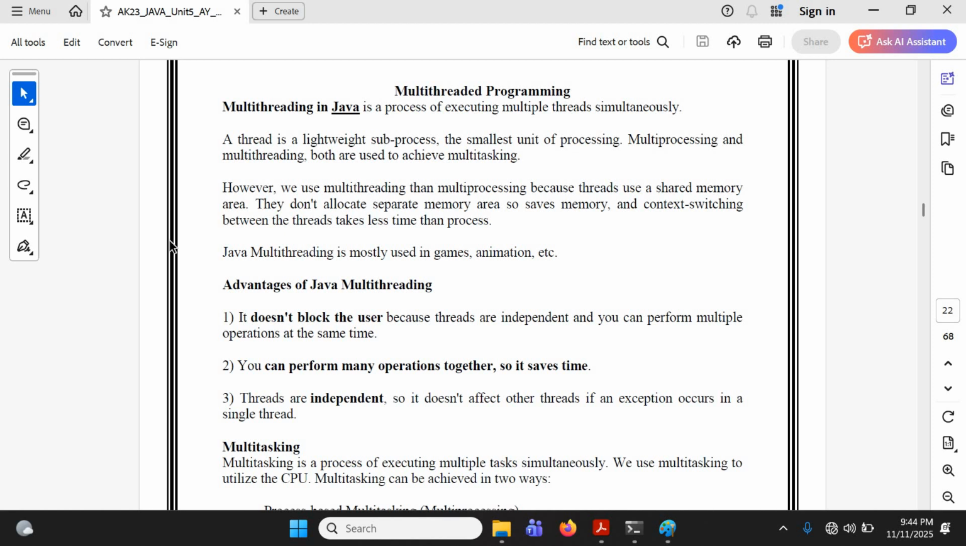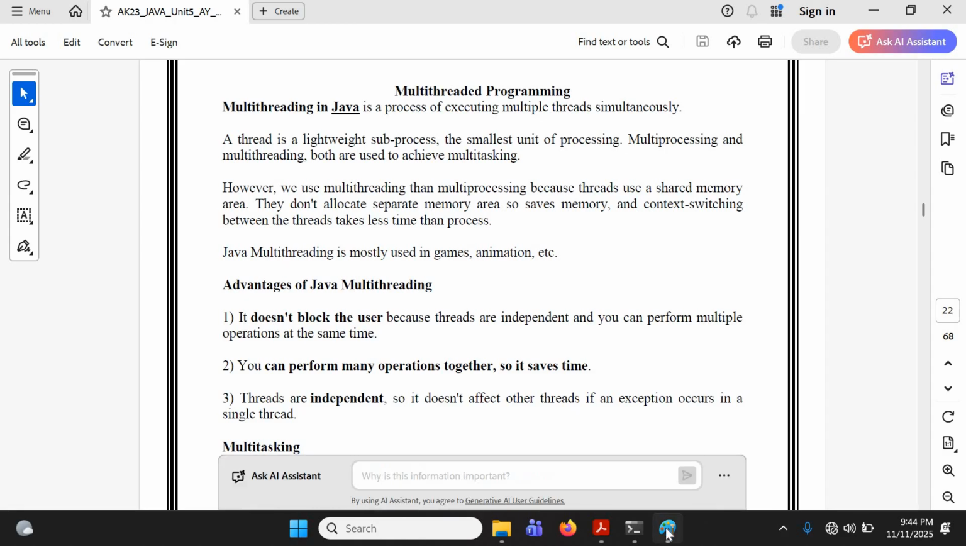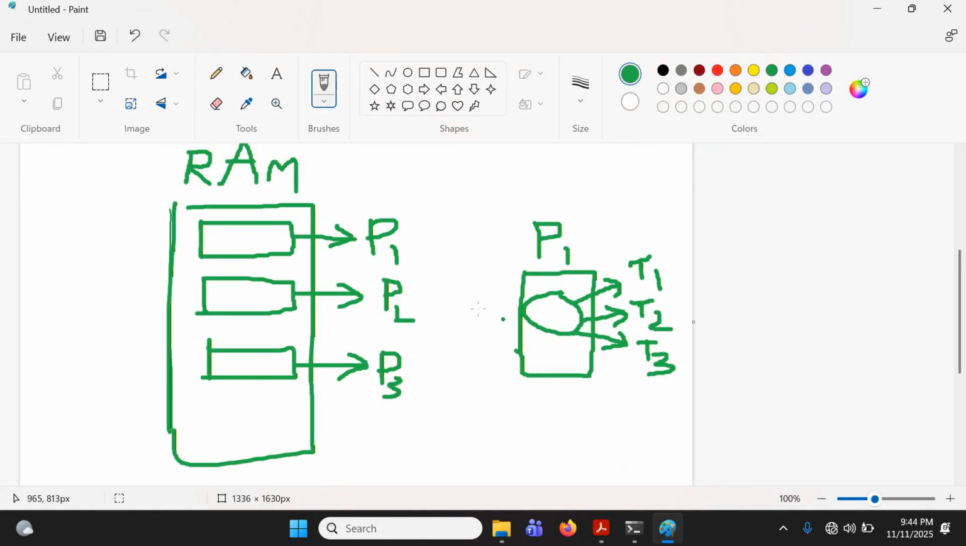Hi everyone. In this lecture, I would like to explain the thread concept in the Java programming language. So, what is a thread? Before discussing what a thread is exactly, let me discuss a process. What is a process? A process is nothing but a program under execution.